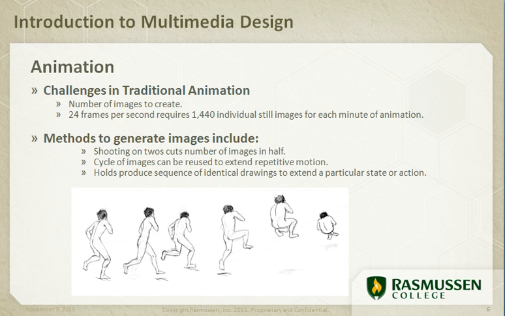The cycling of images can be used. For example, you may reuse a walk cycle if it's the same exact motion that you need from one scene to the next. And holds are used to produce a sequence of identical drawings. What the hold does is extend a state or an action. So for example, if you wanted to, for timing's sake, capture an emotion and hold on that, you can use that hold technique, and that also lessens the amount of frames you have to draw.